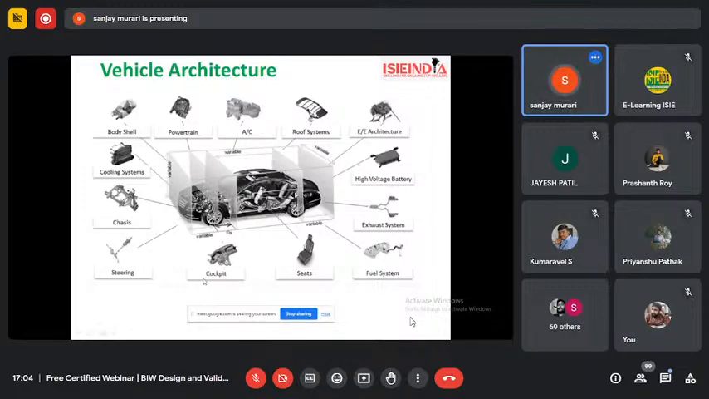There are a few chassis-based cars, and a few cars are monocoque. Different assemblies have to connect with each other, and the main element to hold all this is the BIW. BIW is a structure, or we can call it the skeleton of the car, which provides structural integrity and stability to the car, and all the components are connected to the BIW with various joining techniques. Let us go to the next slide.